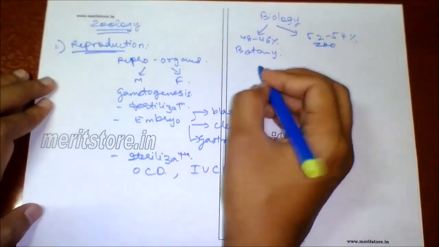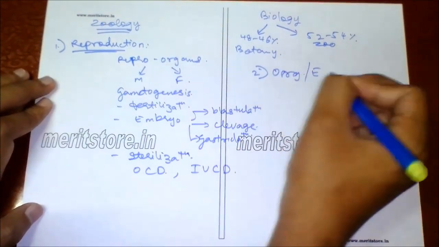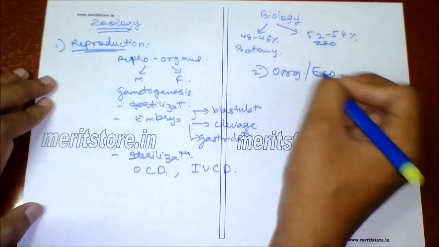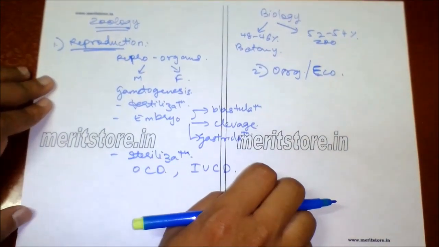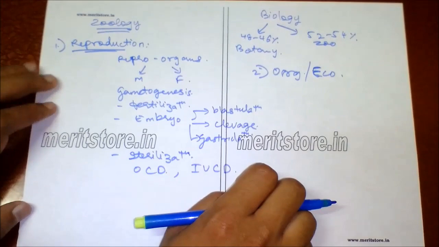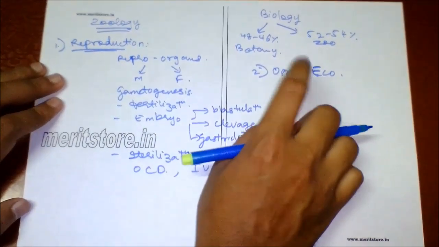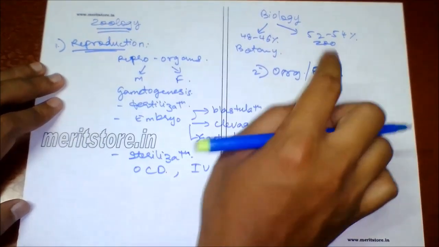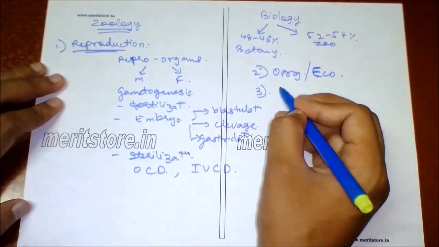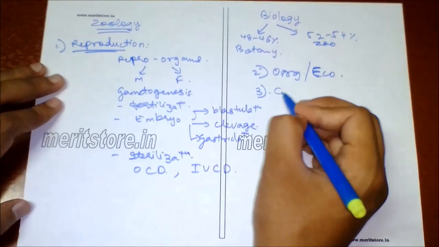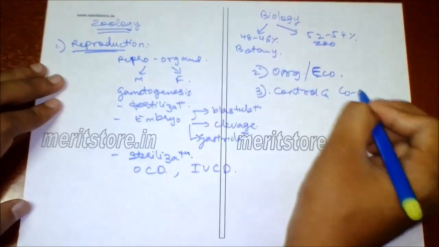Then comes organism and environment, or ecosystem: the pyramids and different examples or different areas, like arboreal and terrestrial, where the animals live, and succession, which we have to see in this part. The questions are mostly repeating from the last few years in this part. And then the main focus on the chapter is control and coordination.